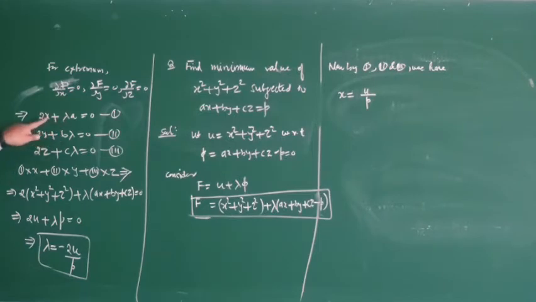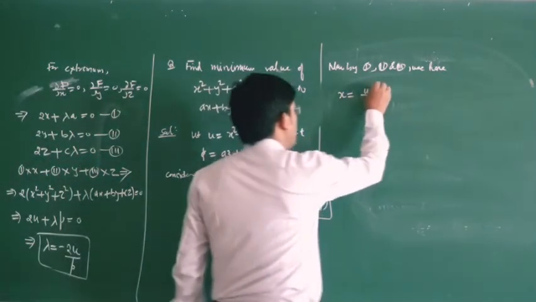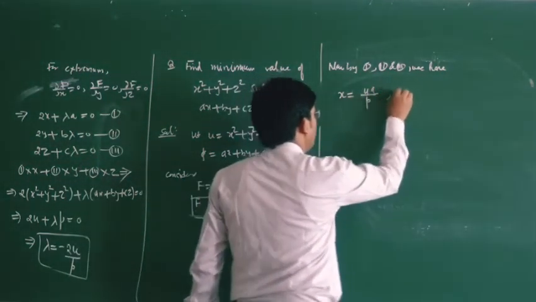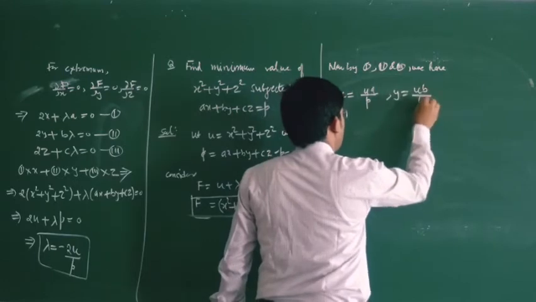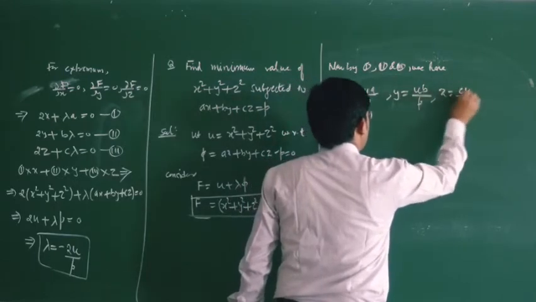lambda will be equal to minus 2x upon a. So minus 2, your x will be minus lambda a upon 2. So minus lambda a upon 2 means a upon p. So this is your x. Similarly our y will be ub upon p and your z will be cu upon p.